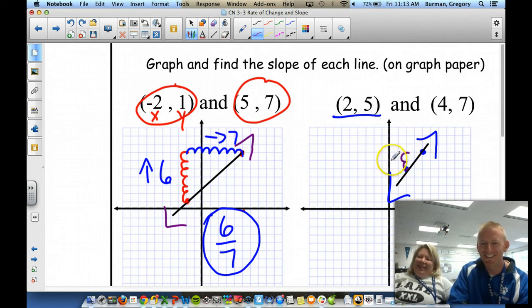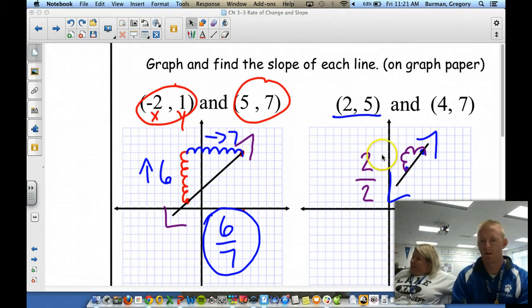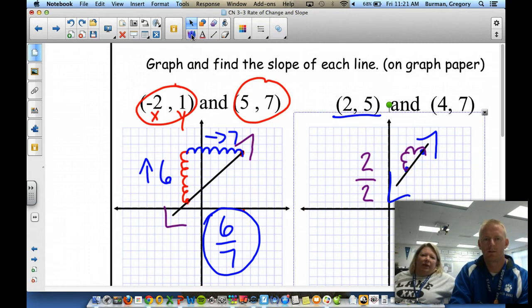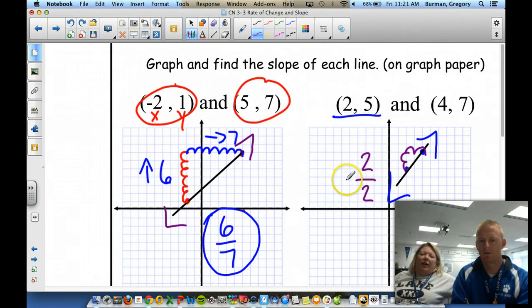You went up 2, you went over 2, so then 2 over 2 simplifies. Berman, I think you just cut me off, but go ahead. Oh, come on. I don't cut people off. 2 over 2 simplifies to be just 1. So then the slope is a 1 as a whole number.